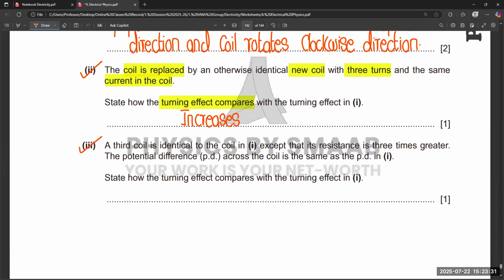Third part, now we replace with the third coil, and the third coil is exactly the same as the first one, except that its resistance is three times greater. Then the potential difference is also the same, just like in the first part. Now, what is the difference between the turning effect as compared to the first coil given in the question? Basically, resistance increases by three times and current decreases by three times. So it means when current decreases, the turning effect of the coil also decreases.